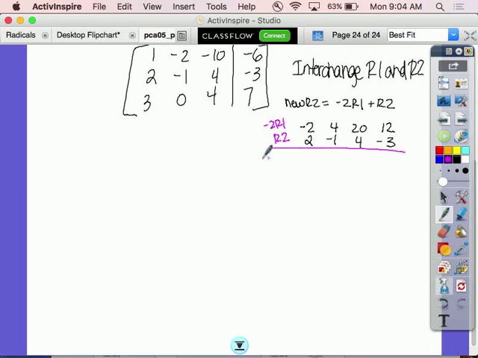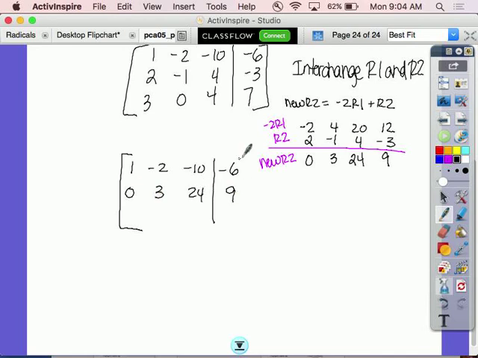There's our row 2. We're going to have a new row 2. So that's going to be 0, 3, 24, 9. So we're going to keep row 1. Our new row 2 will be 0, 3, 24, 9. We're going to work on row 3 kind of the same way that we did row 2.